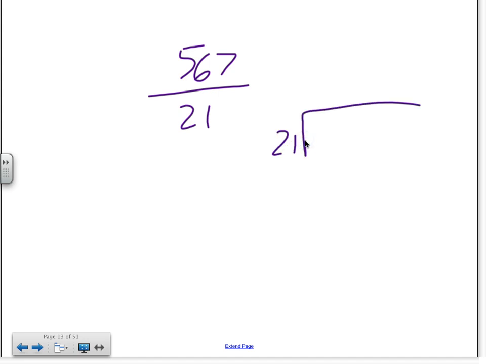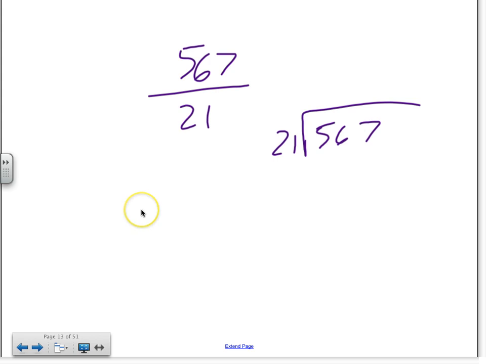For instance, if I have 567 divided by 21, how do you do that? How do you set this up? 21 outside. You put 567 inside the house. 567 goes inside the house, 21 goes outside. So let's get going. How do we start?